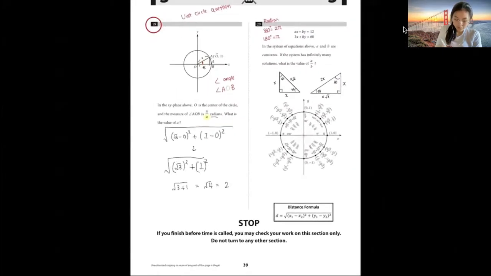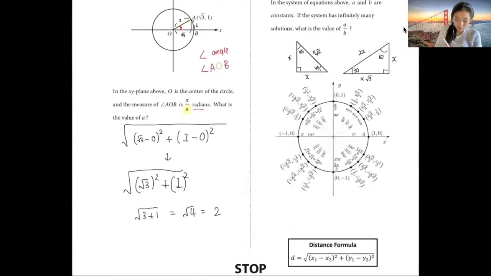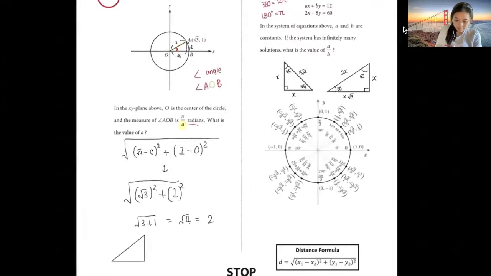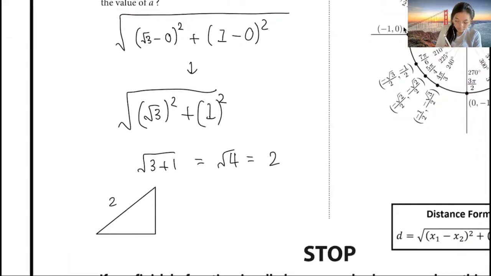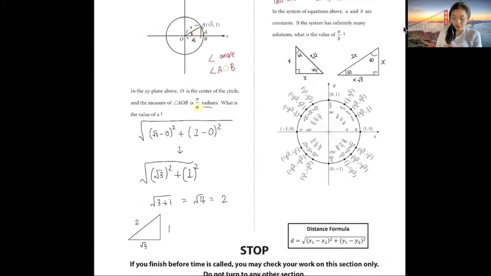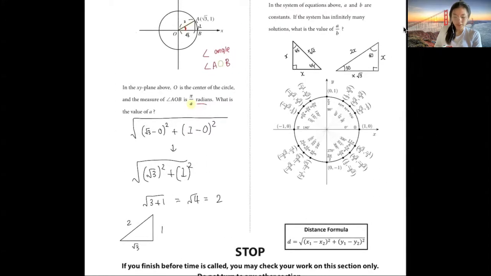So just roughly drawing that here, that's going to be 2. And what do we notice from here? Well, we definitely notice something similar to what we just did before. We can use the knowledge from here and find the answer. Why? Because there's 2, 1, and root 3. We know that it's a 30, 60, 90 triangle.